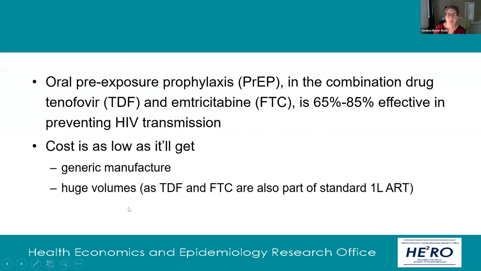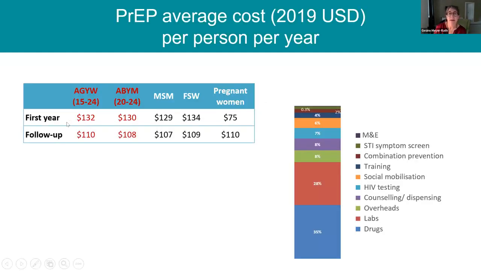And we're already producing and buying huge volumes of it, as both emtricitabine and tenofovir are also part of standard first-line ART. It's being rolled out still at the facility level, but by the lowest possible cadre of people, and the visits are as low as they need to be. Sorry, it's not a cheap intervention, but it's an intervention that's already made as cheap as possible. Here we assumed 1.5 years of oral PrEP use for everyone who started, which we have updated since.